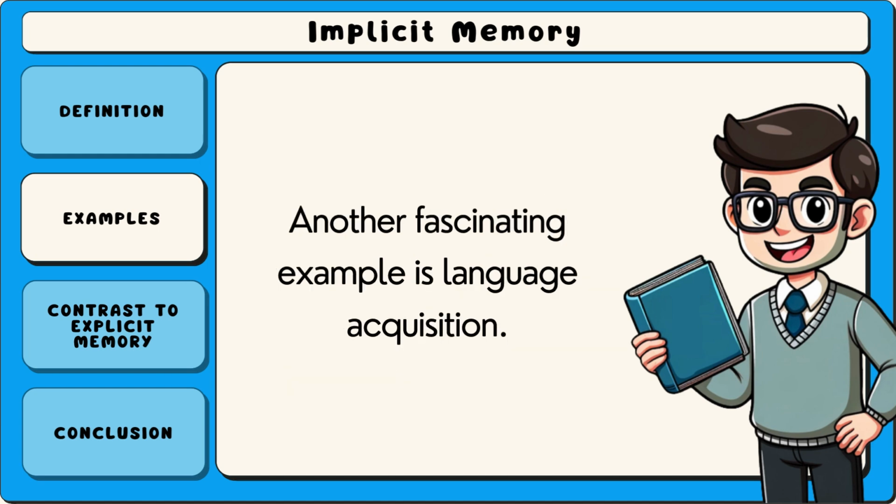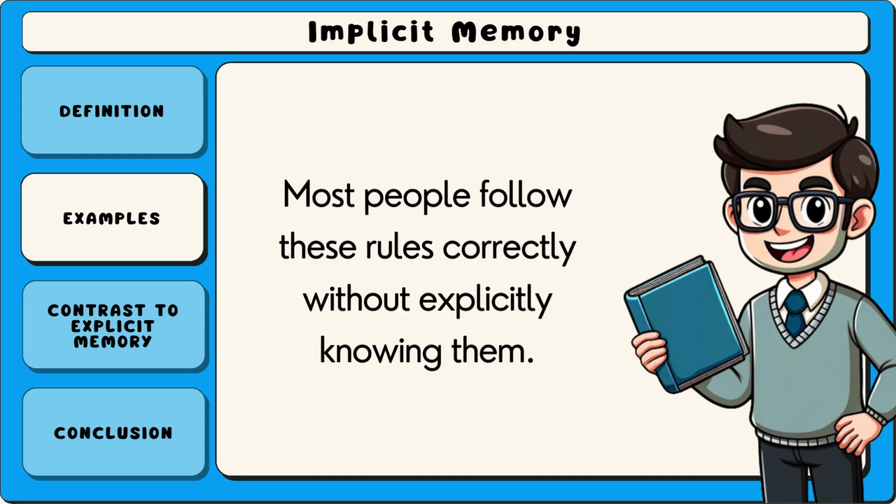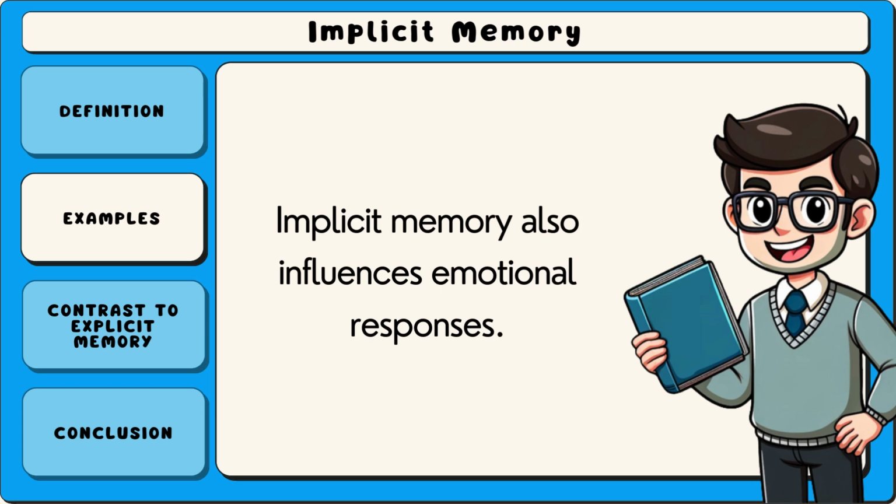Another fascinating example is language acquisition. Implicit memory plays a crucial role in learning and using grammar rules. Most people follow these rules correctly without explicitly knowing them. For example, native speakers of a language can intuitively form grammatically correct sentences without being able to explain why a specific structure is used.